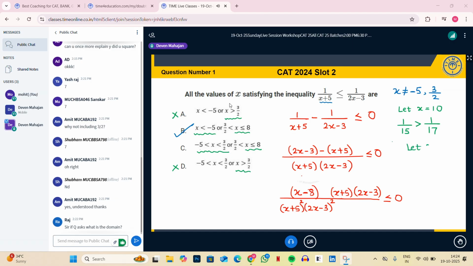So if you take x as 0, your left hand side will become 1/5 and right hand side is 1/-3. Always positive numbers are greater than negative numbers. So again it is not fitting the inequality. 0 लिया तो वो inequality जो हमें चाहिए उसमें fit नहीं हो रहा है. So option C cannot be the answer. So B has to be the answer. So this way in 30 seconds you can test.